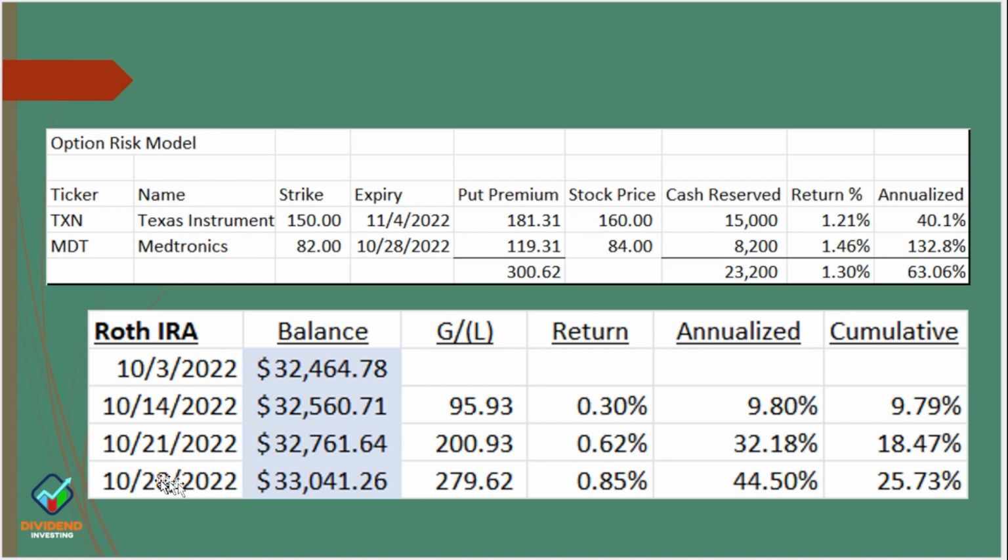So when I look at the balance on 10/28, it's $33,041.26. We started the month out with $32,464. So we've had some nice gains each week on an annualized basis. Cumulatively, we're looking at like a 25% return so far. So hopefully that'll keep up.